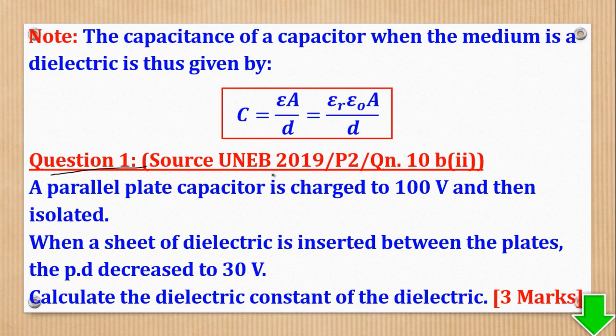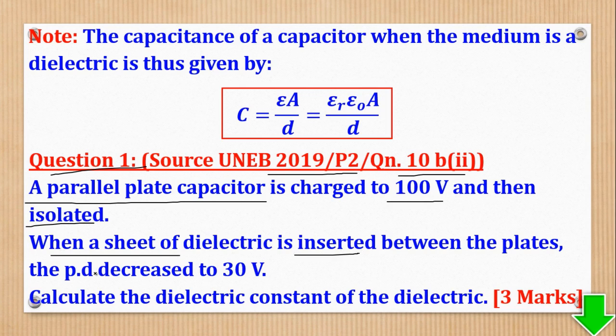So question 1 came from UNEB 2019 paper 2 question 10b Roman 2 and says a parallel plate capacitor is charged to 100 volt and then isolated. When a sheet of dielectric is inserted between the plates, the PD decreased to 30 volt. Calculate the dielectric constant of the dielectric. So this is the PD when the plates are filled with vacuum, and the PD when the plates are filled with a dielectric.